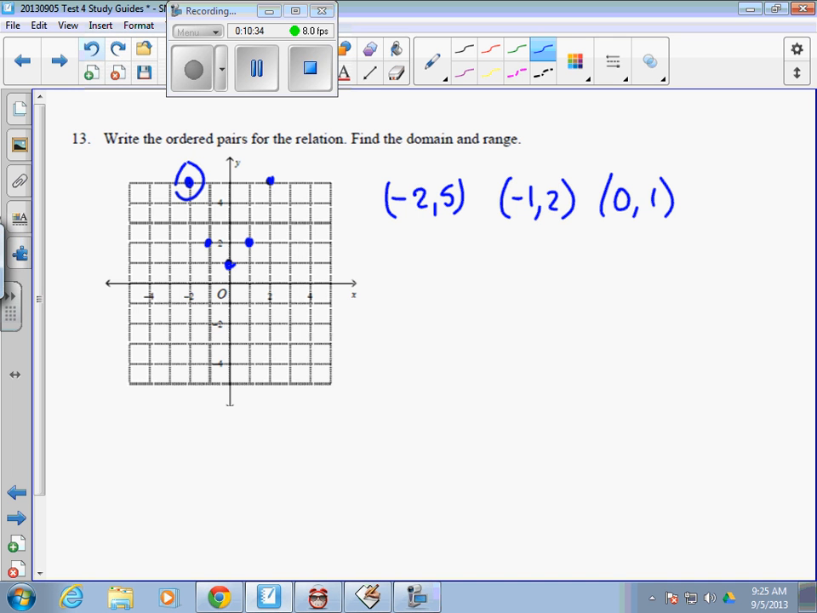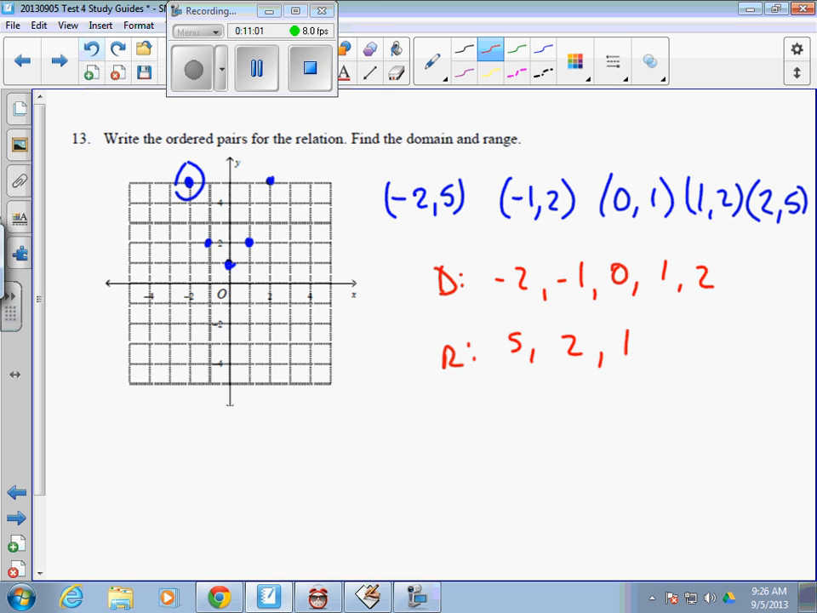1, +2, followed by 2, +5. It says find the domain and range. Remember, your domain are all your x values, so your domain would be -2, -1, 0, 1, 2, and your range would be all of your y values, 5, 2, and 1. Again, you don't have to repeat those numbers.